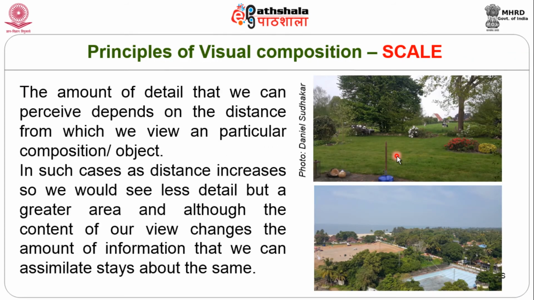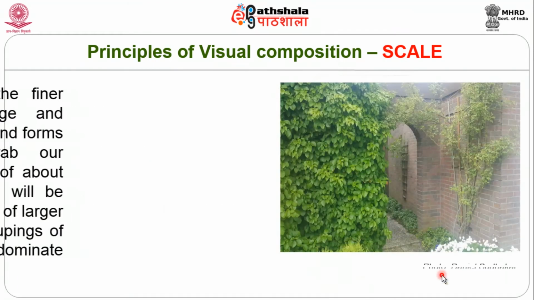The amount of detail that we can perceive depends on the distance from which we perceive a particular composition or object. As distance increases, we see less detail but a greater area, and although the content of our view changes, the amount of information that we can assimilate stays about the same. When one is closer, one could identify the trees, the colors, the patterns, the textures, but as one starts to recede and looks at a larger landscape, there is less detail to look at.